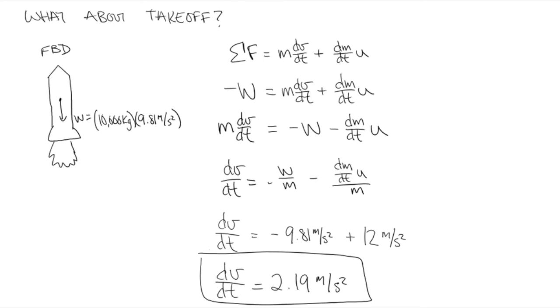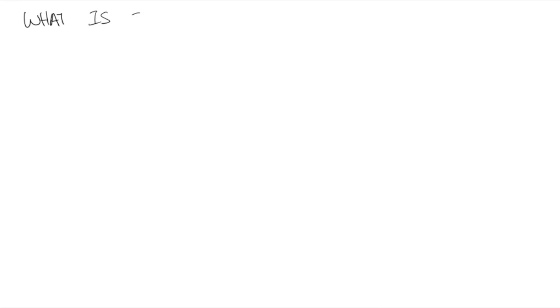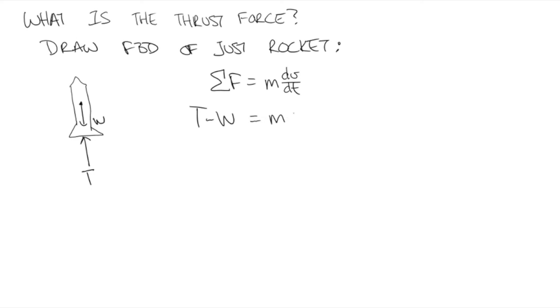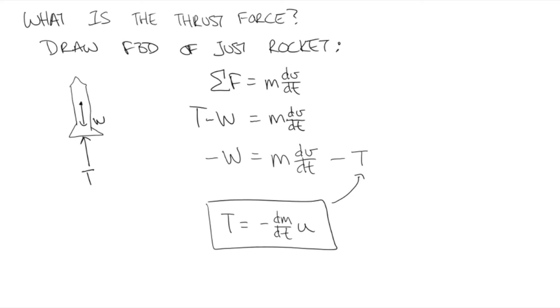As the liftoff progressed, drag due to air resistance would also come into play, but we'll save that for another time. Lastly, what if we wanted to figure out the thrust force exerted on the rocket by the departing exhaust? In this case, we would just draw a free body diagram of the rocket and leave the gas out. Here, the sum of forces is equal to the thrust minus the weight. That adds up to mass times acceleration. Thus, based on what we had a minute ago, the thrust force must equal negative dm/dt times u.